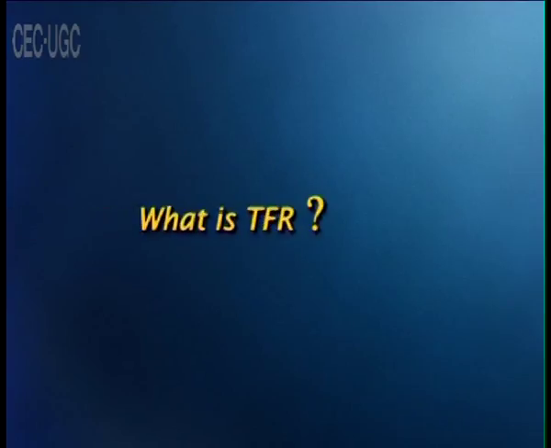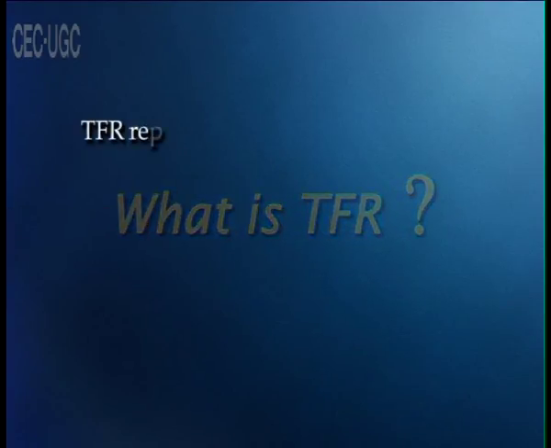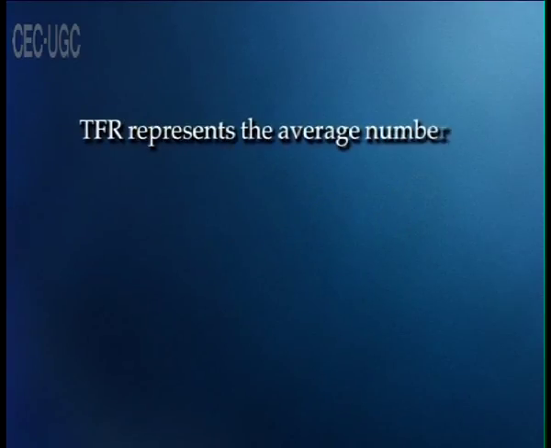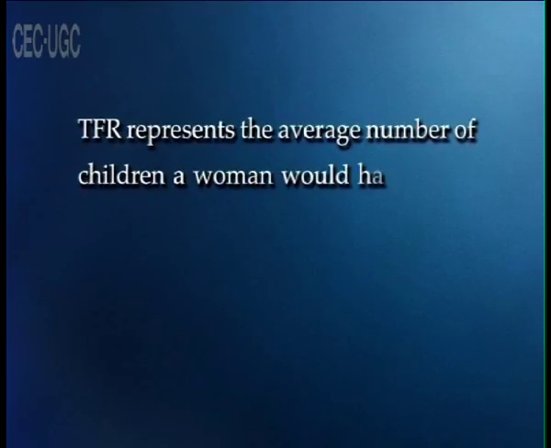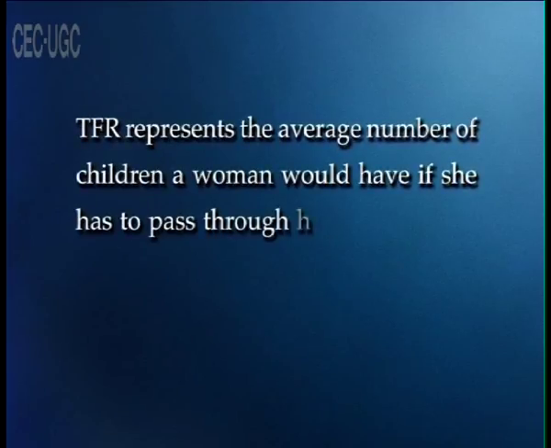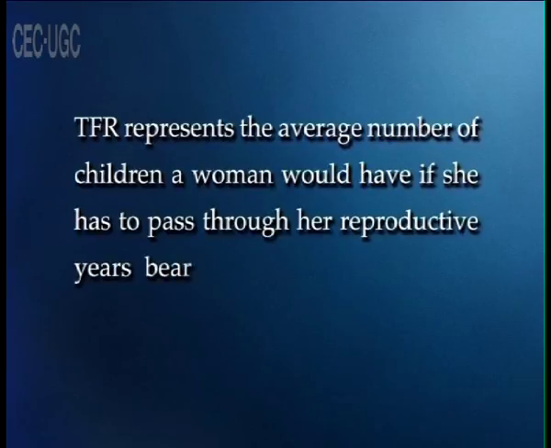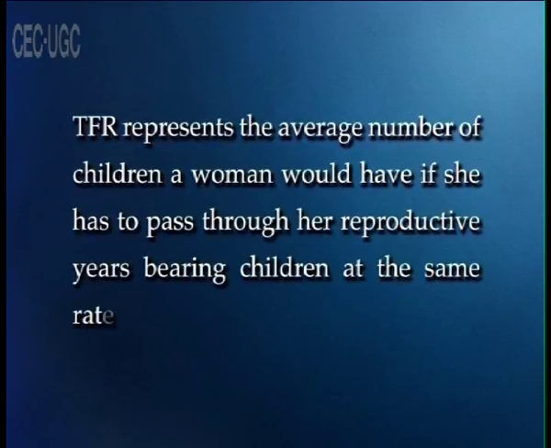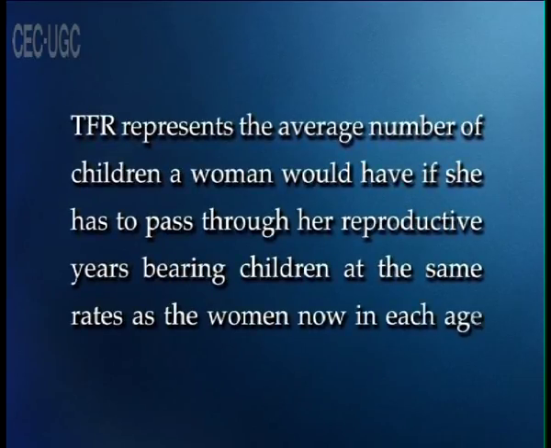What is TFR? TFR represents the average number of children a woman would have if she were to pass through her reproductive years bearing children at the same rates as the women now in each age group.